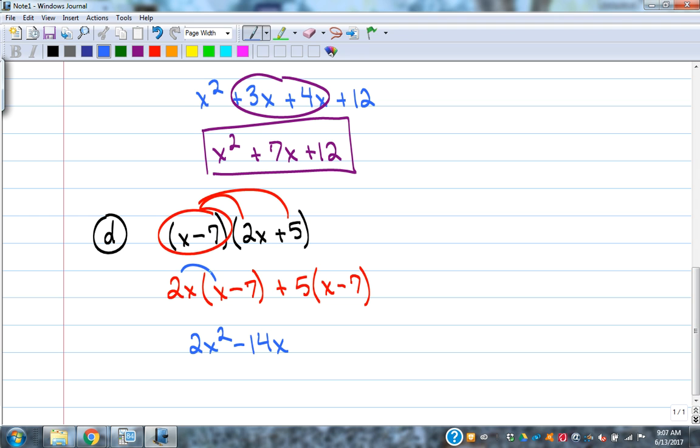2x times x is 2x squared. 2x times minus 7 is negative 14x. And then I'm distributing a positive 5 to both of those, so that'd be plus 5x minus 35. And then I've got some like terms in the middle. Put those together: negative 14x and positive 5x. 2x squared minus 9x minus 35.